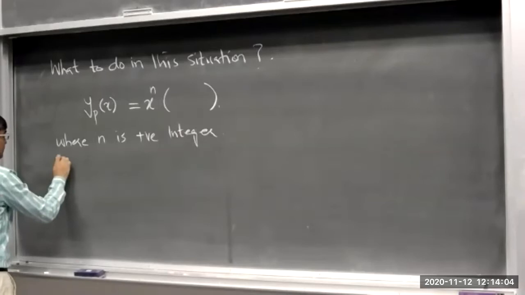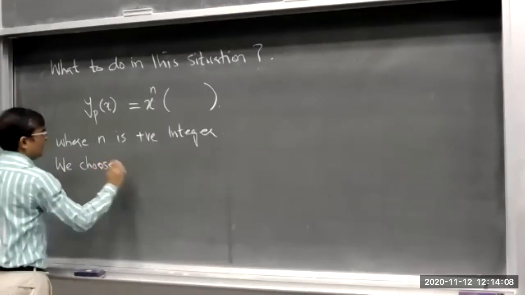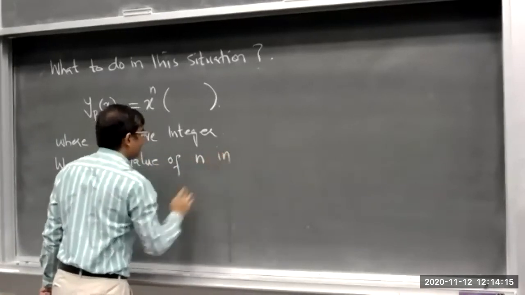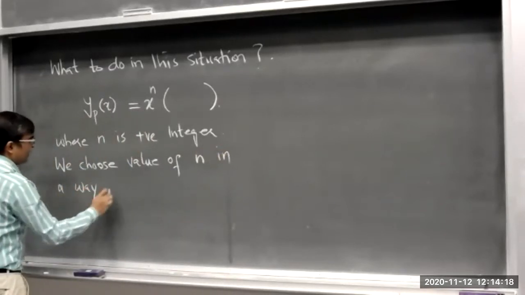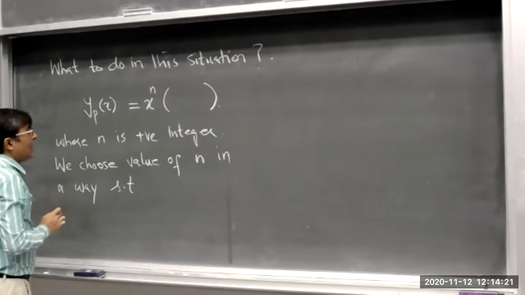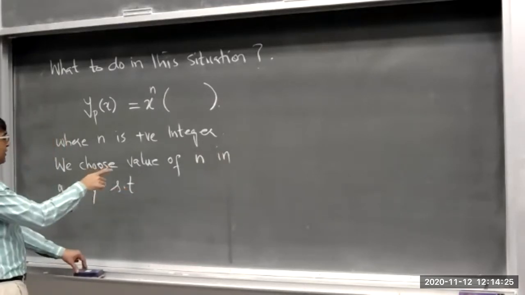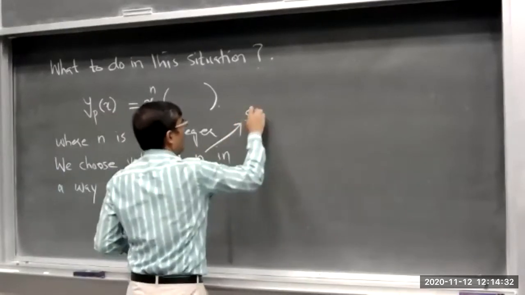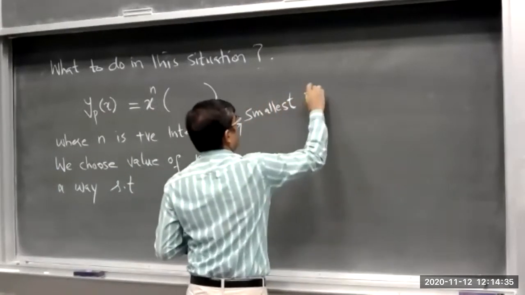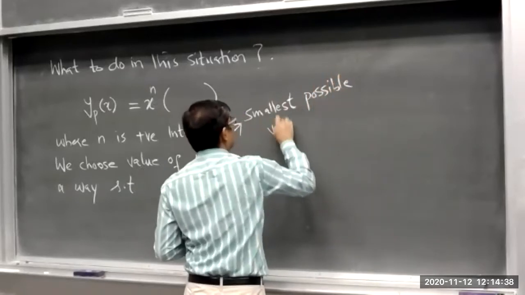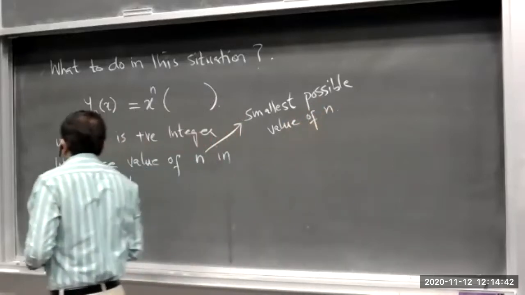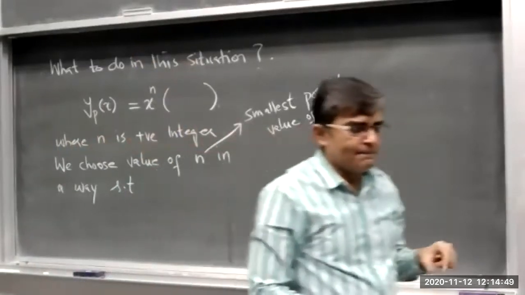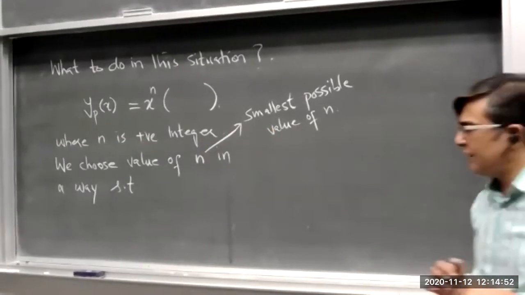And we choose the value of n in a way, or the smallest possible value of n, such that the repetition in the particular solution and the complementary function disappears. Okay, the repetition.